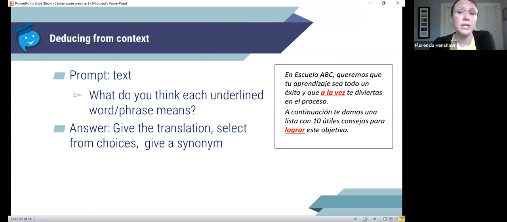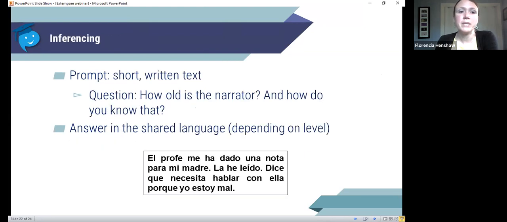Or give a synonym if they're advanced learners. Lower level students are probably not going to be able to give you a synonym. But I think this is a good way for you to see where each student is at, right? So how well they are able to deduce from context, and similarly, how much they're able to inference from text.